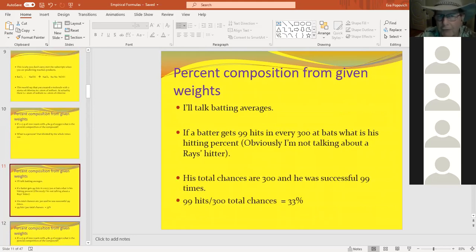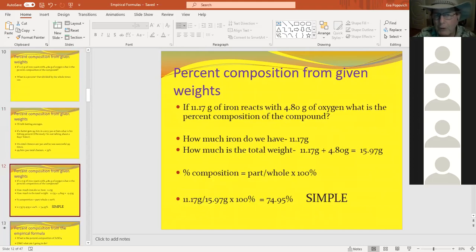If I was talking about something like batting averages, the way you calculate a batting average is how many times a person gets up at bat and makes a hit versus how many times they're at bat. So you take the hits and divide by the number of times they go to the plate. If a batter gets 99 hits every 300 at bats, he has a hit percentage of 33%. So we're doing the same thing with percent composition if we're given the weights.